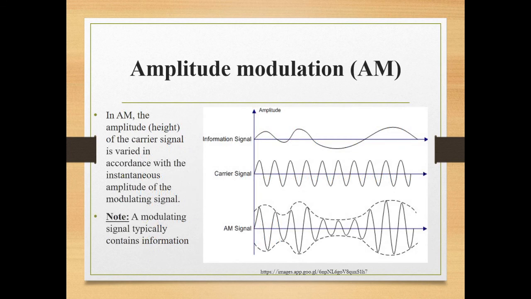Amplitude modulation. In this figure you can see the first signal is the information signal, otherwise called the modulating signal, and the second wave is the carrier signal. Now, based on the information signal, the amplitude of the carrier signal is changed in accordance with the information signal. And finally, we obtain the amplitude modulated signal.